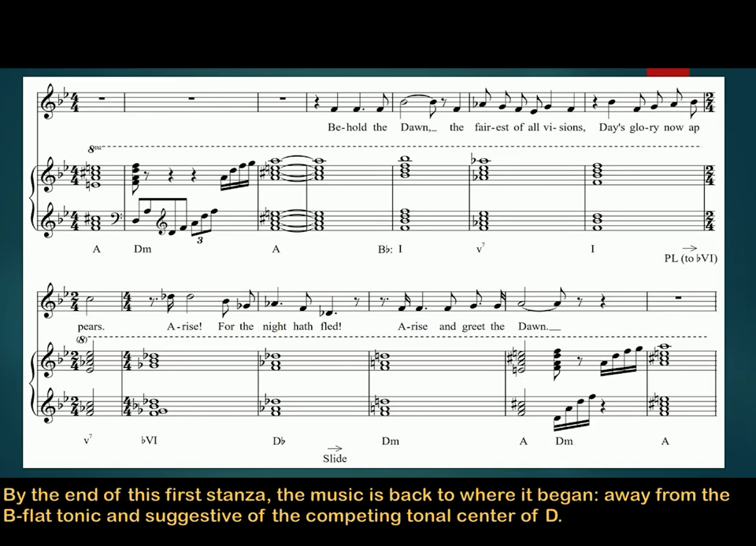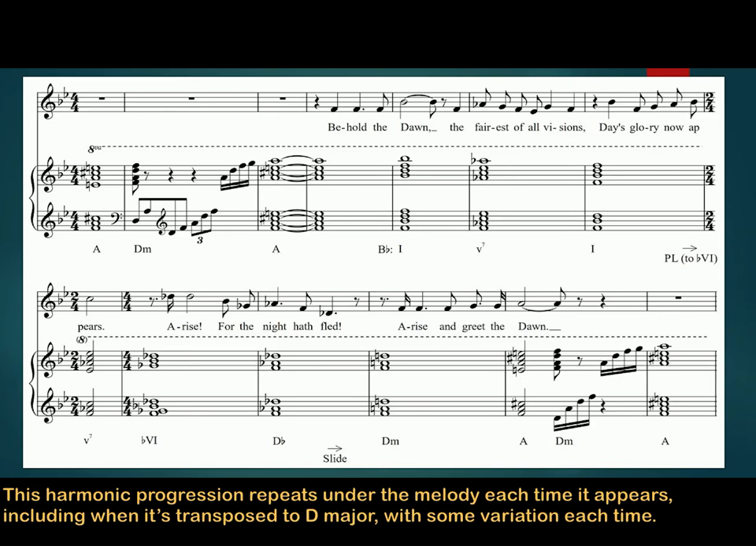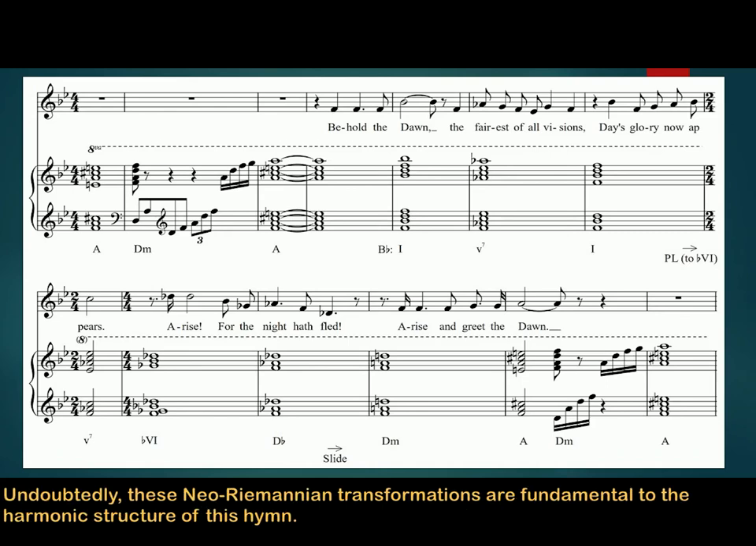By the end of the first stanza, the music is back to where it began, away from the B-flat tonic and suggestive of the competing tonal center of D. This harmonic progression repeats under the melody each time it appears, including when it's transposed to D major, with some variation each time. Undoubtedly, these Neo-Riemannian transformations are fundamental to the harmonic structure of this hymn.